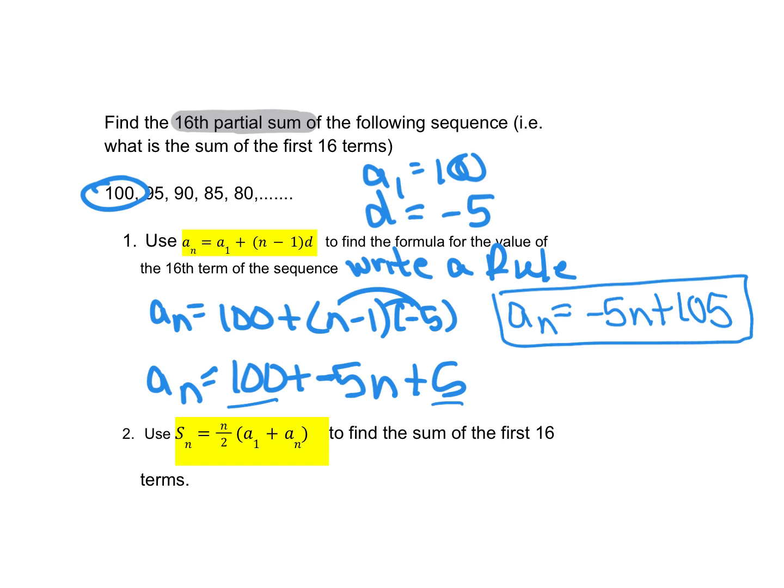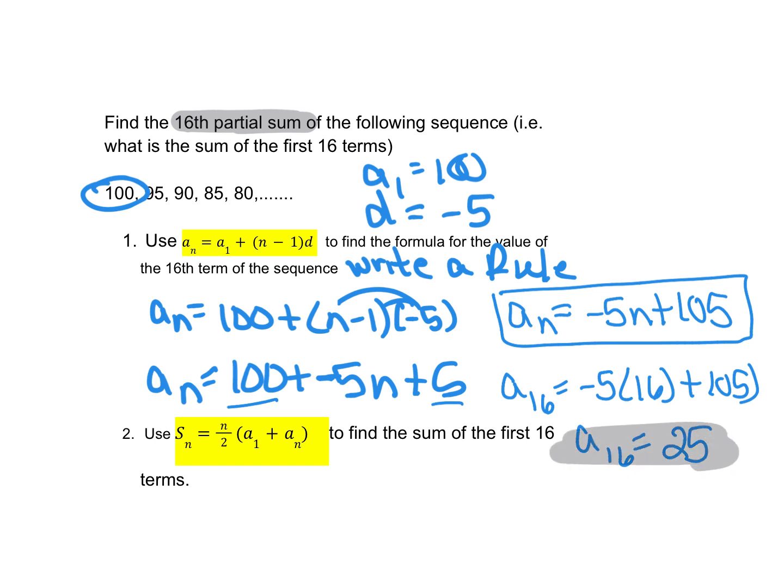Then I use that rule. I need to know the 16th partial sum, which means I need to find the value of the 16th term because that's where I'm stopping. So I'd have negative 5 times 16 plus 105. So my 16th term, which is where I'm stopping, is going to be 25.